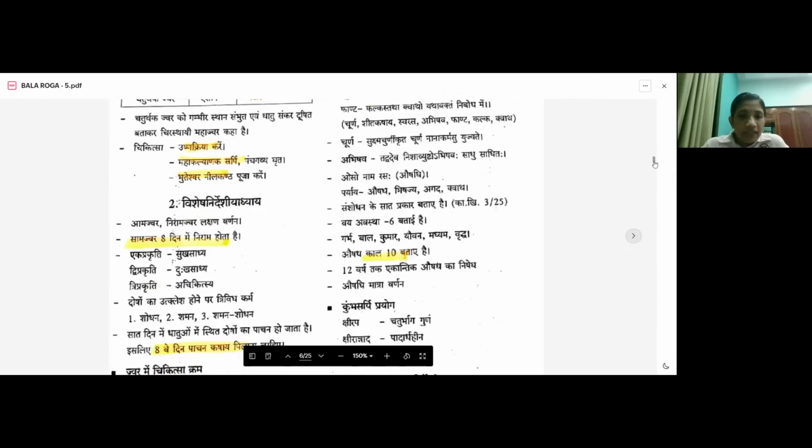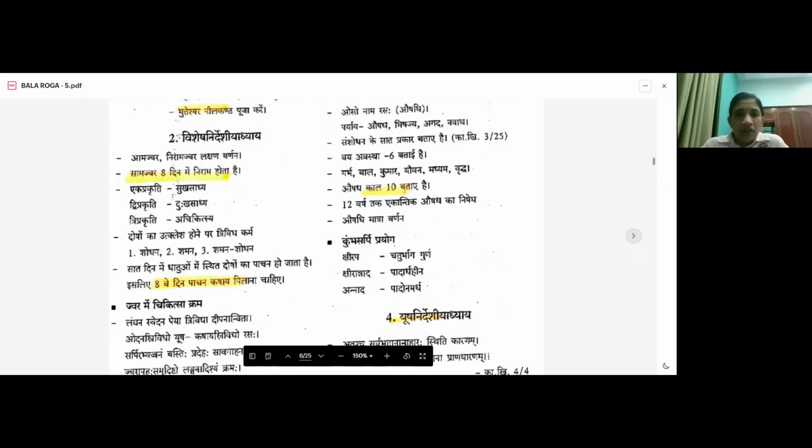And the second chapter is the Vishesha Nirdeshiya Adhyayam. Here the lakshanas of Sama Jwara and Nirama Jwara are described. This Sama Jwara becomes Nirama in nature after 8 days. So according to Kashyapacharya, after 8 days the Sama Jwara becomes Nirama. Then after that we can give Pachana Kashaya. So Pachana Kashaya is recommended after the 8 days, when the Sama Jwara has become Nirama. Okay.